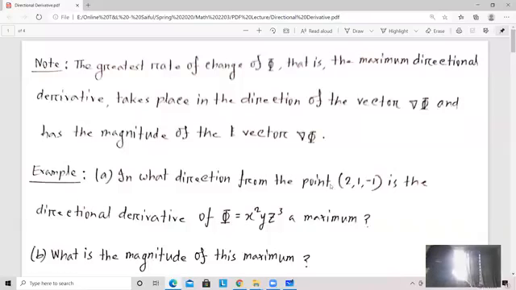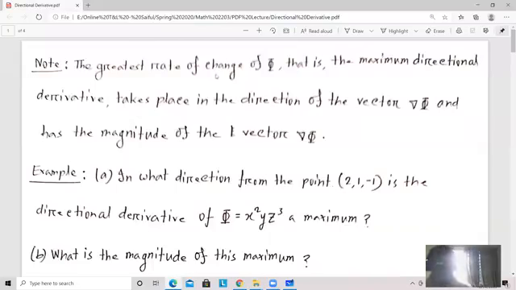So in the previous class, we came to know a few definitions like gradient, normal, directional derivative, scalar point function, vector point function. And today we'll do the related problems. And here is a note given.